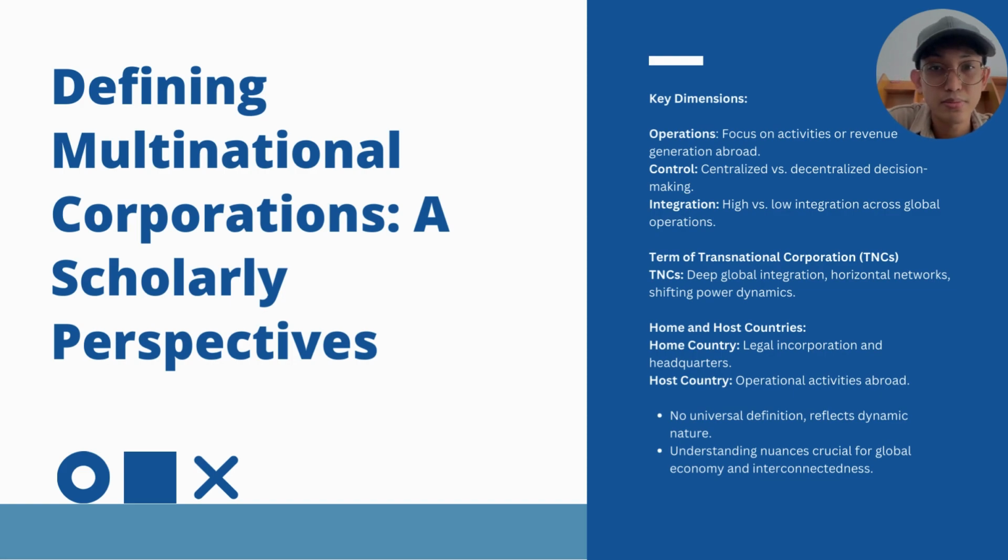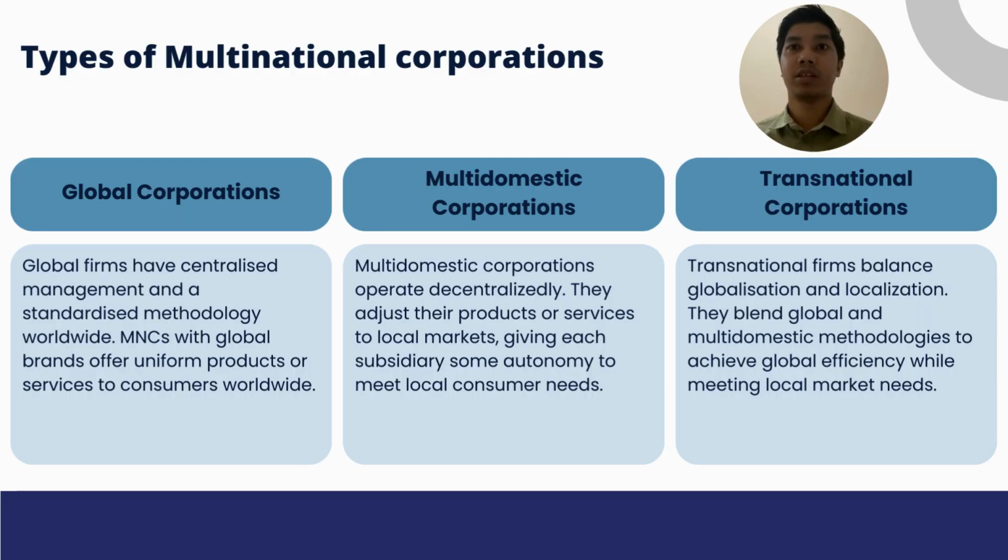So I will explain about the types of multinational corporation. For the first one is the global corporations. Global corporations adopt a centralized management structure and operate with a centralized approach across all countries. These MNCs often boast a global brand and offer uniform products or services to consumers worldwide.